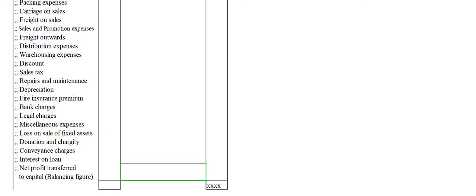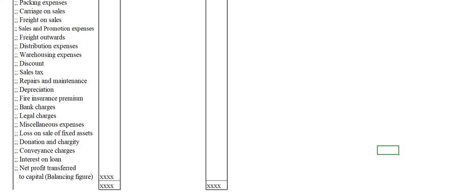So that total will be carried over to the debit side and we will be getting the profit here. So that profit, what can be written? The profit obtained from the profit and loss account, or the balance obtained from the profit and loss account, can be called net profit, and that will be transferred to the capital account.